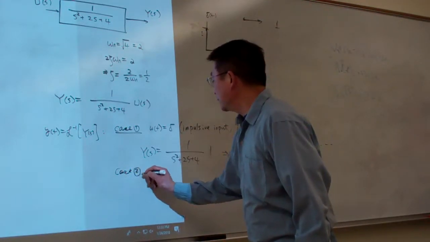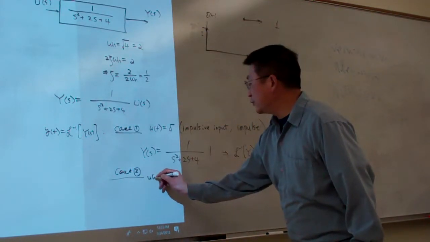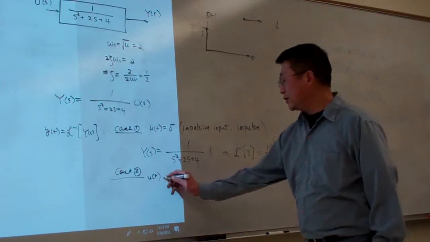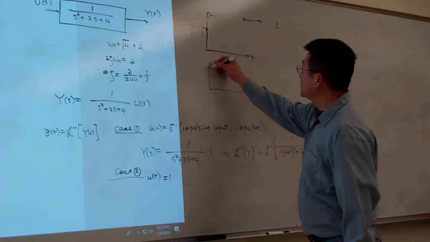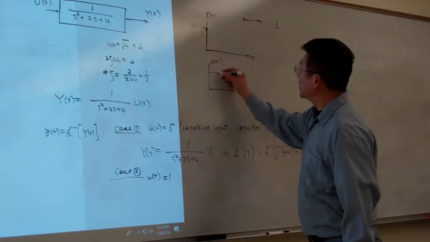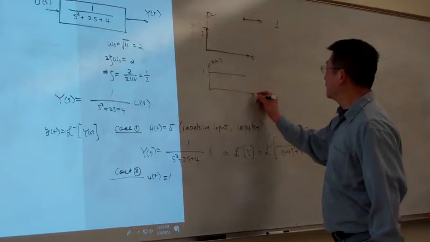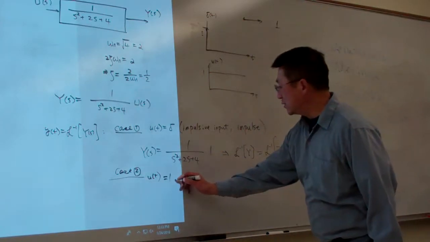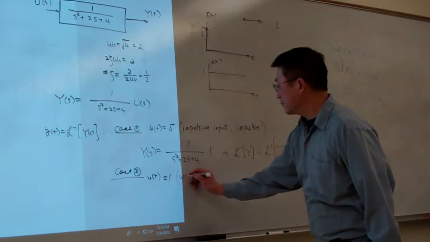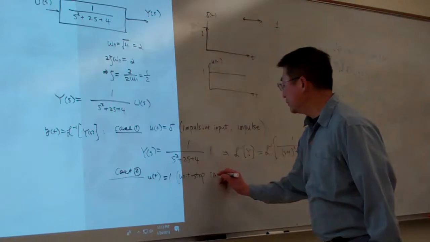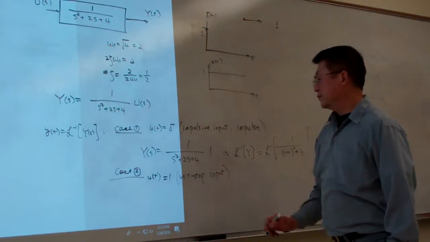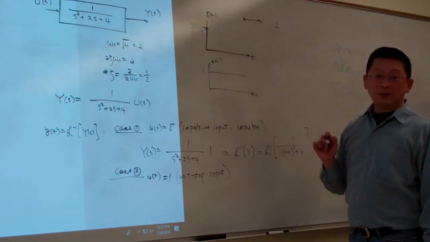Case 2. Say we have a different input, u(t) equal to 1. What's this? That is the u(t), and this one is called the unit step input. So this is called the unit step input.